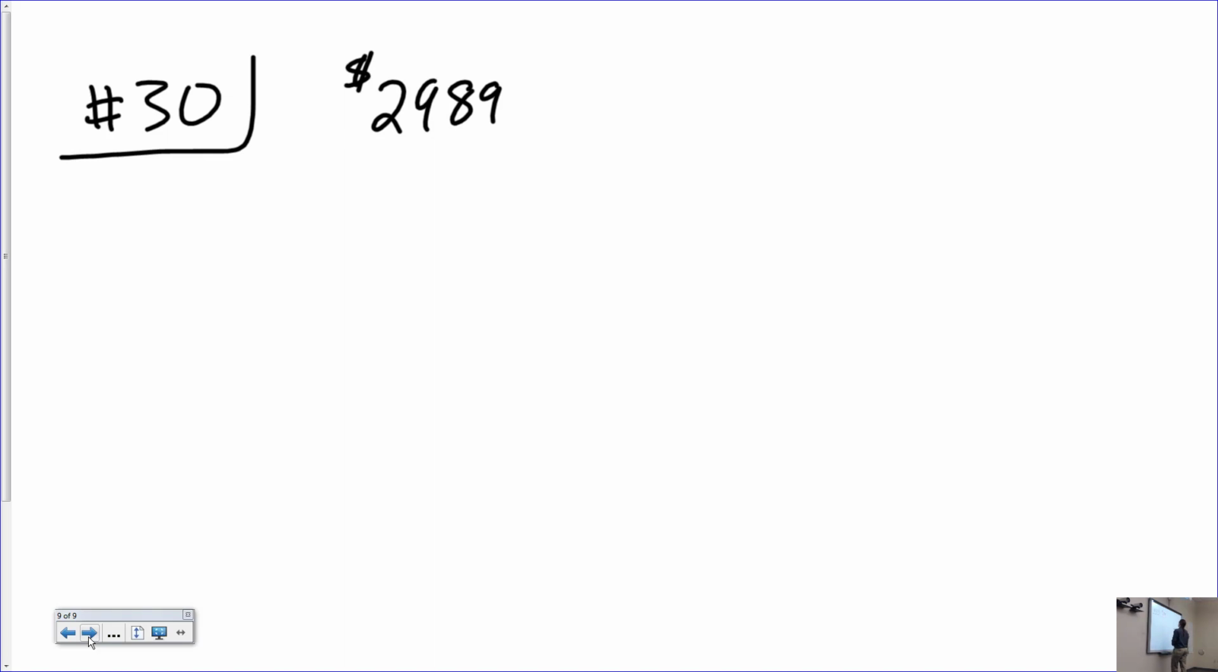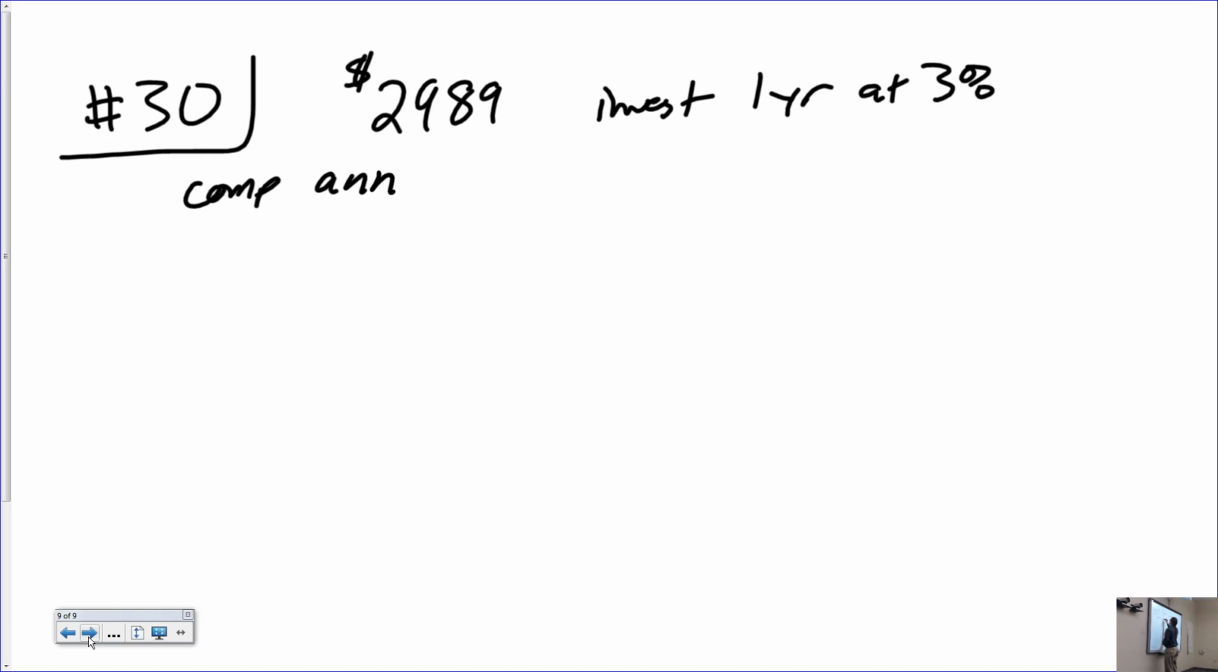Invested for 1 year at 3% interest, compounded annually. What is the APY earned? Find the APY. So we're finding APY. We don't need the dollar amount. Doesn't make a difference, right?